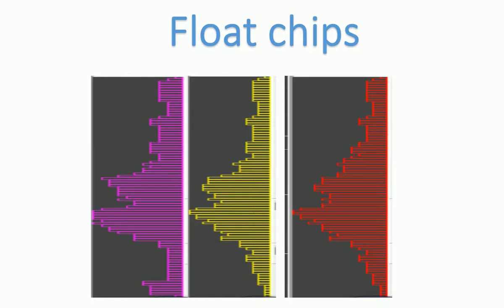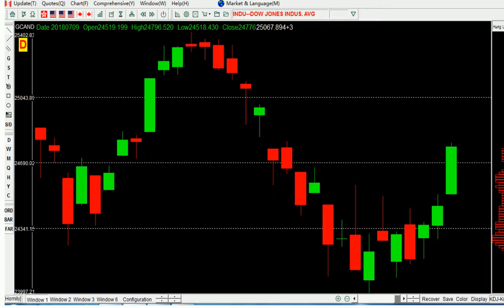Okay, these chips we call float chips. They are for short term analysis. How can we have this? It's in the Homely chart. You can see on the right side there is a little blue button. You click here, and the float chip will show.